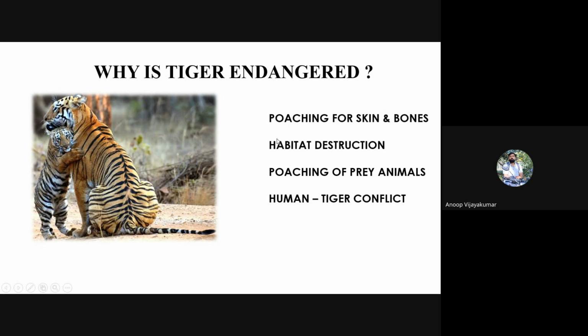Now the tiger is endangered and listed under Schedule One. As per our data, especially from India, the number of tigers is increasing, but there are still a lot of threats, including poaching, habitat destruction, poaching of prey animals, and human-tiger conflict. These are all increasing. Though the government, NGOs, and people are trying to protect the species, they are still facing all these threats globally.